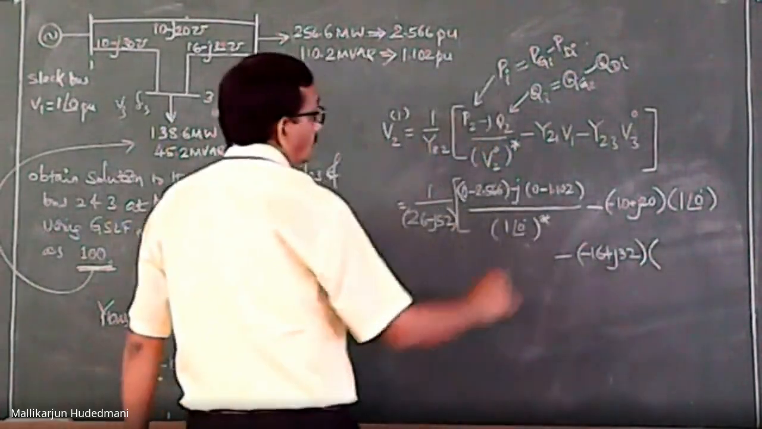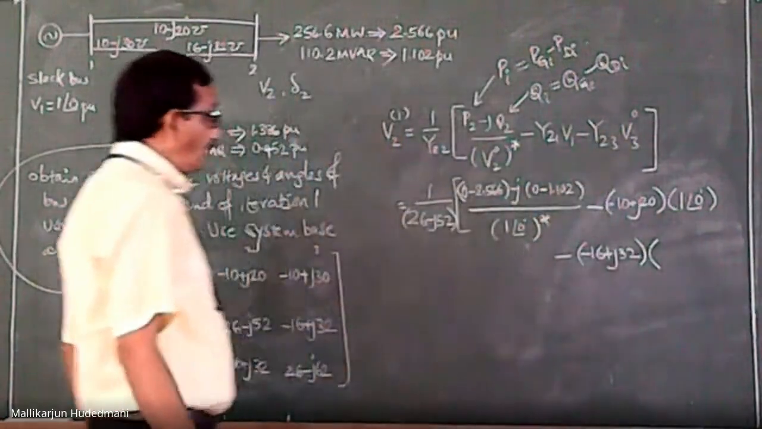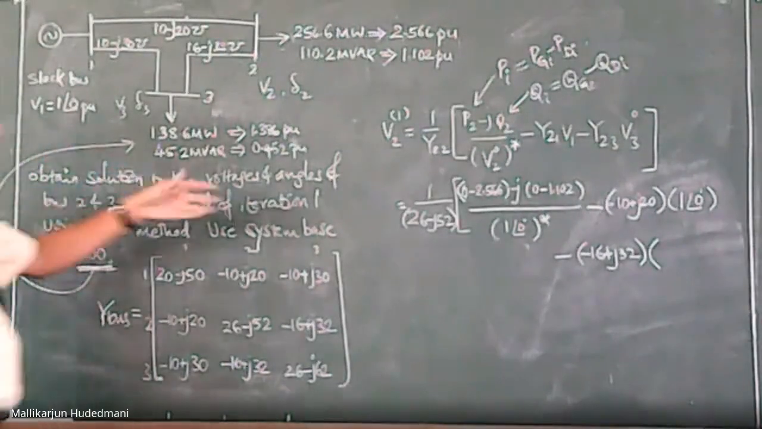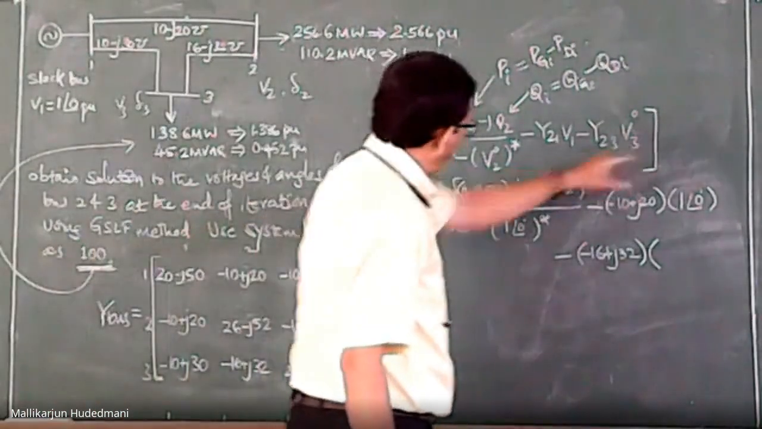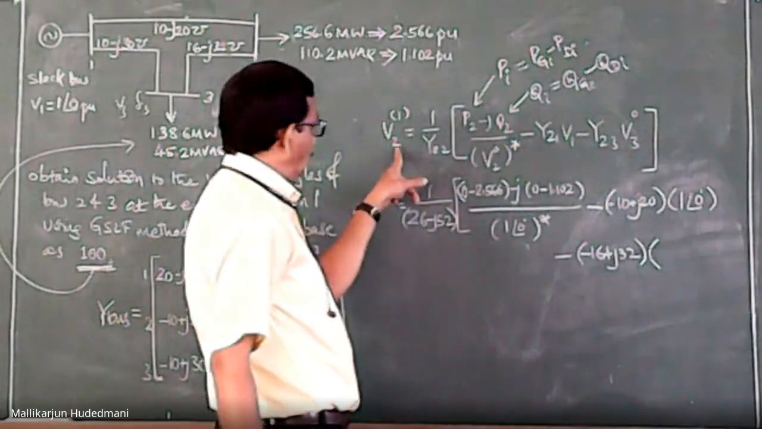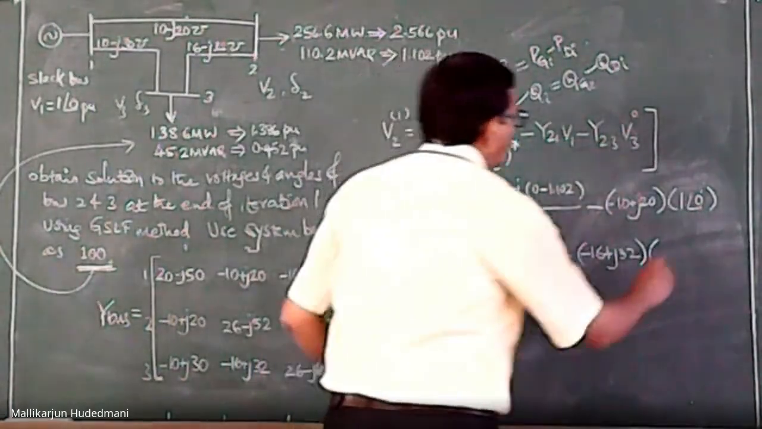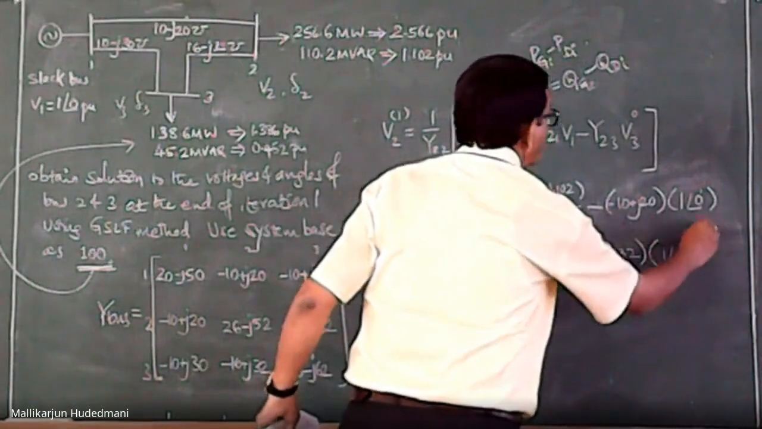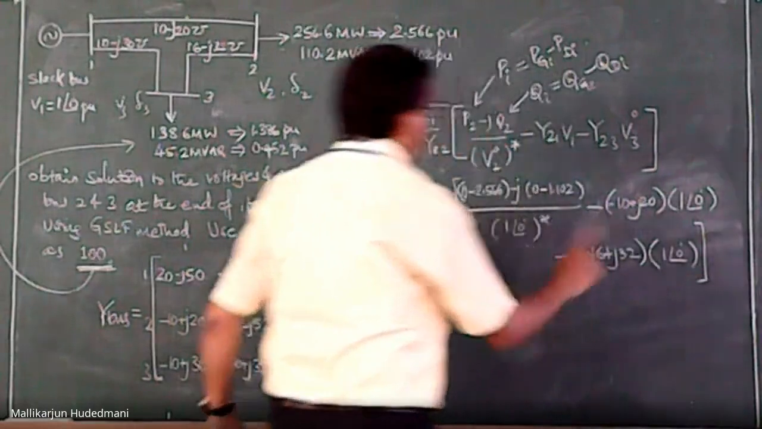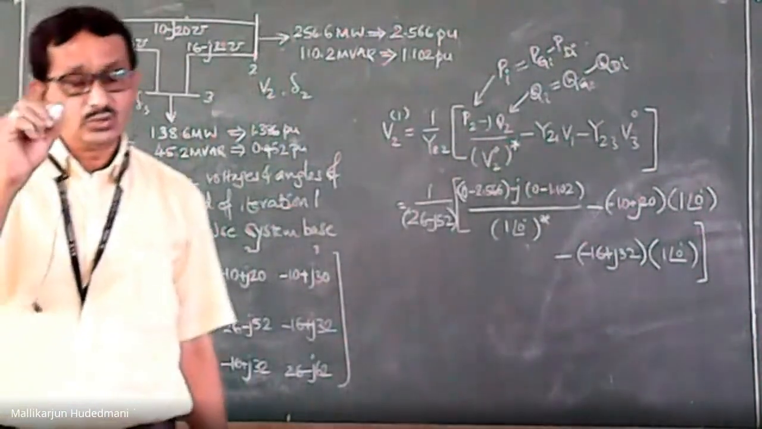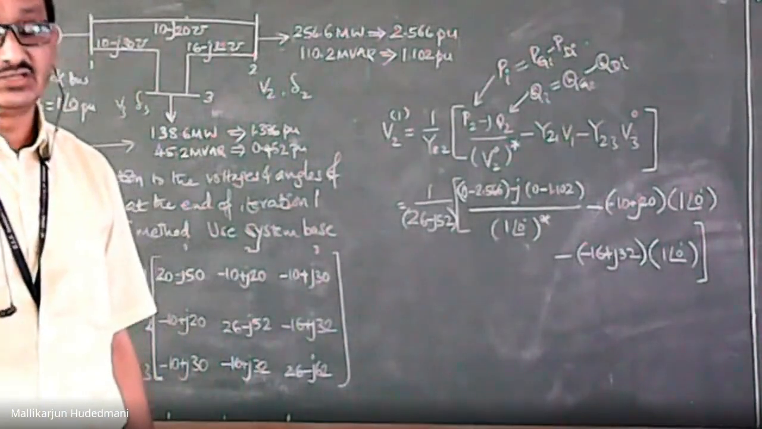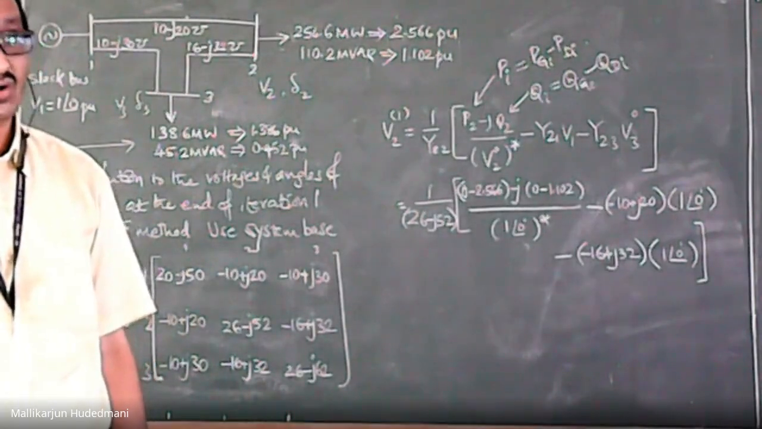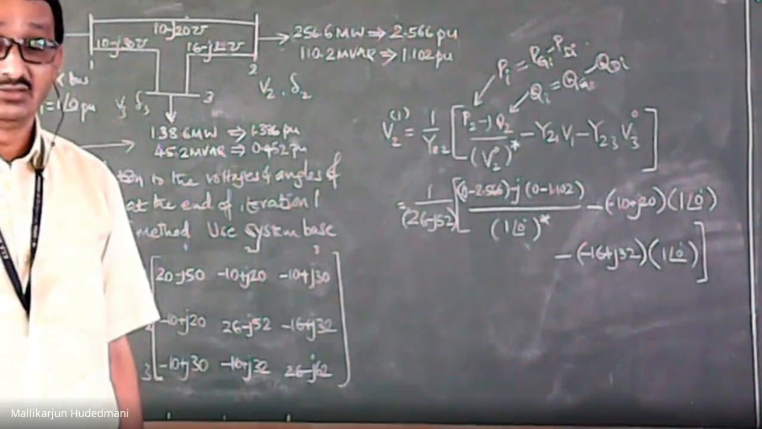And what is V3(0) conjugate for you? When I refer to flat start, the initial estimate of bus 3 is 1 angle 0. I haven't gone to bus 3, I am still at bus 2. Hence, this initial bus voltage is 1 angle 0. So, you must be careful about these prerequisites. If you are careful, you are going to land on the exact answer which is expected. Otherwise, you may go wrong.